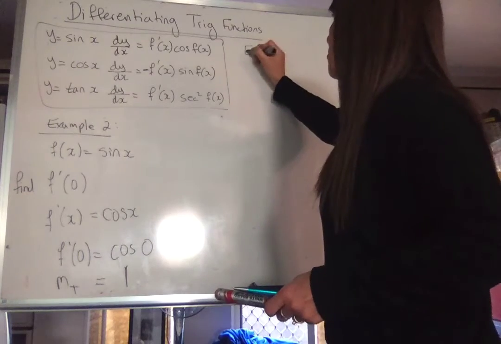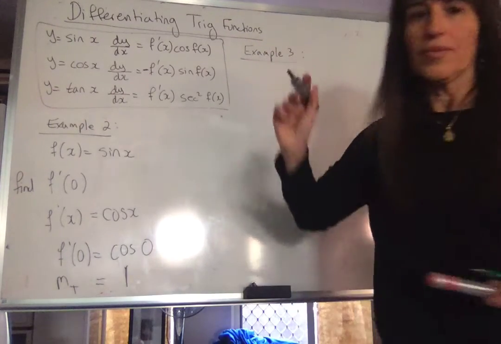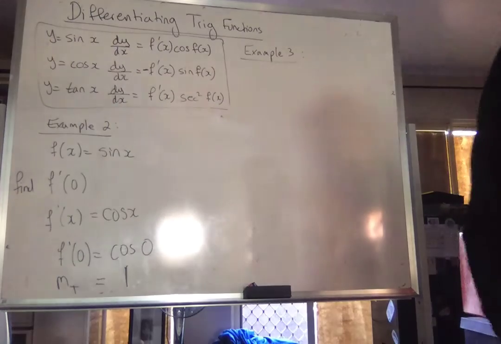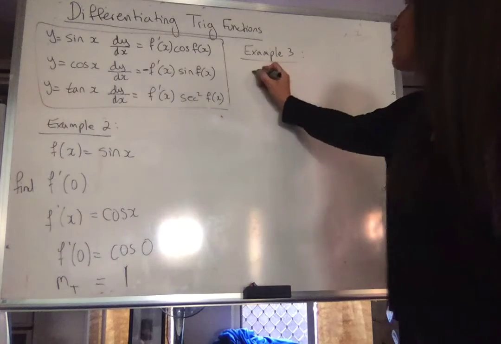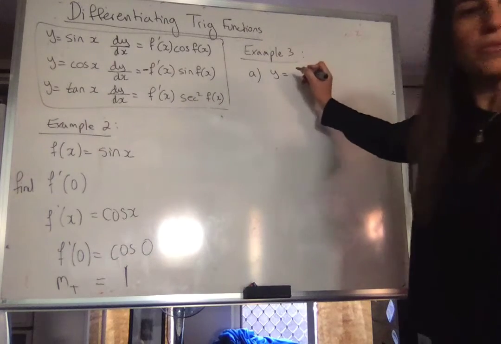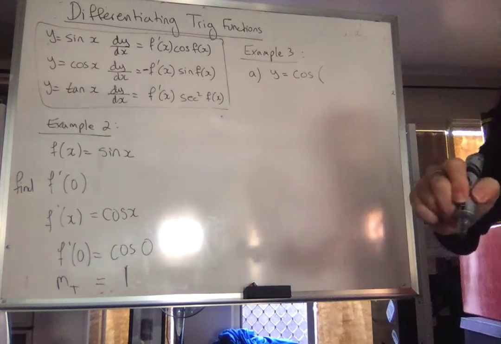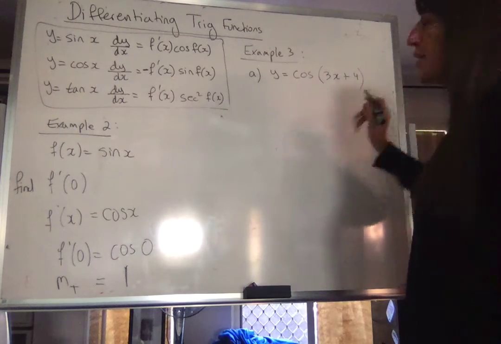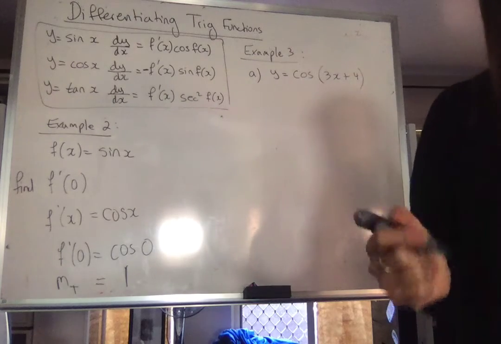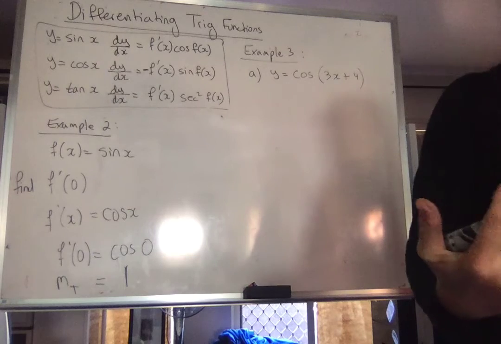Example 3 is asking to find the derivative. So 3a, y equals cos bracket 3x plus 4. Now, it's asking to use the chain rule to do it. So I'm going to show you both ways, with the chain rule and without the chain rule.